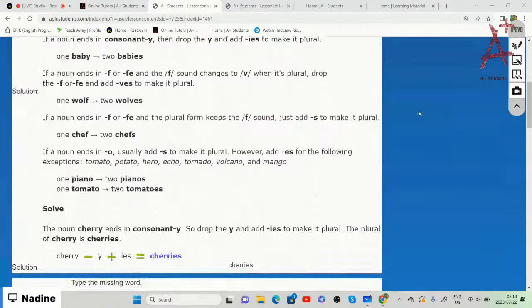And a few examples that we have of that is one piano or two pianos, right? It is just an S that we added to the word piano. But like with tomato, with potato, hero, echo, and so on, we need to add an ES in order to change that word from a singular form to a plural form.